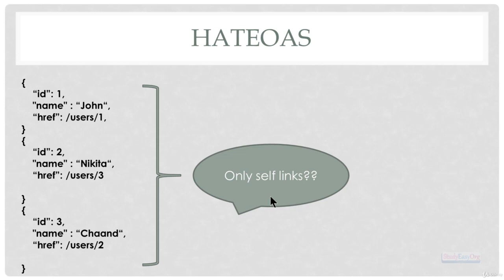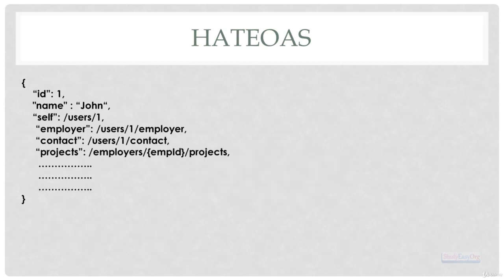This is not solving our purpose. This is not deriving the application. This is not implementing the HATEOAS, right? What is the solution? The solution could be to provide many links, provide the relative links.